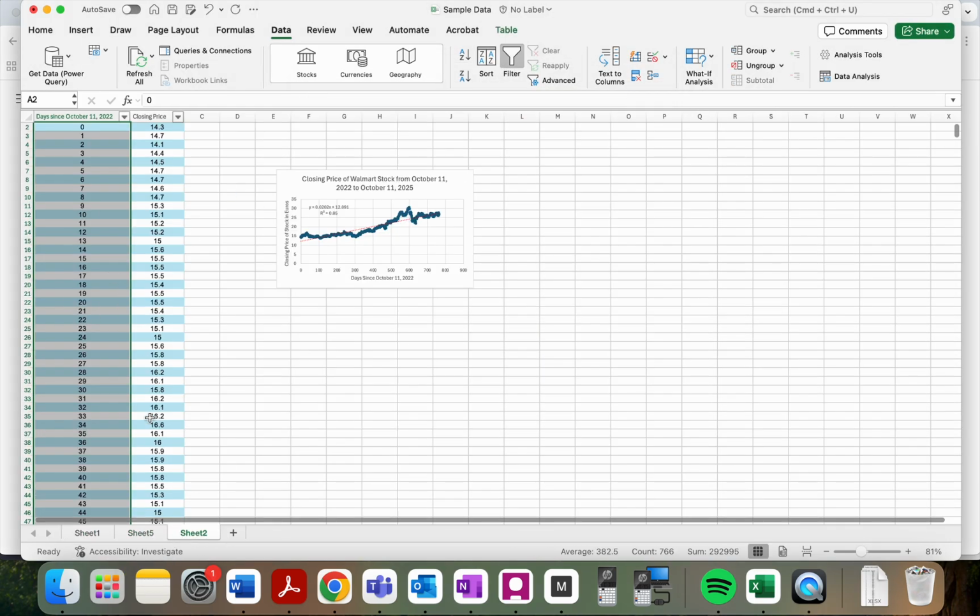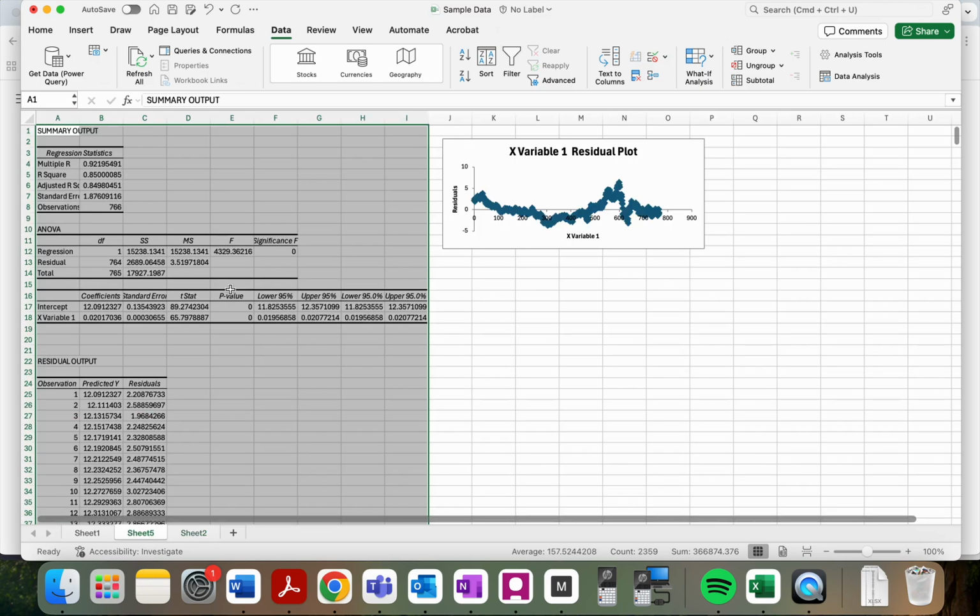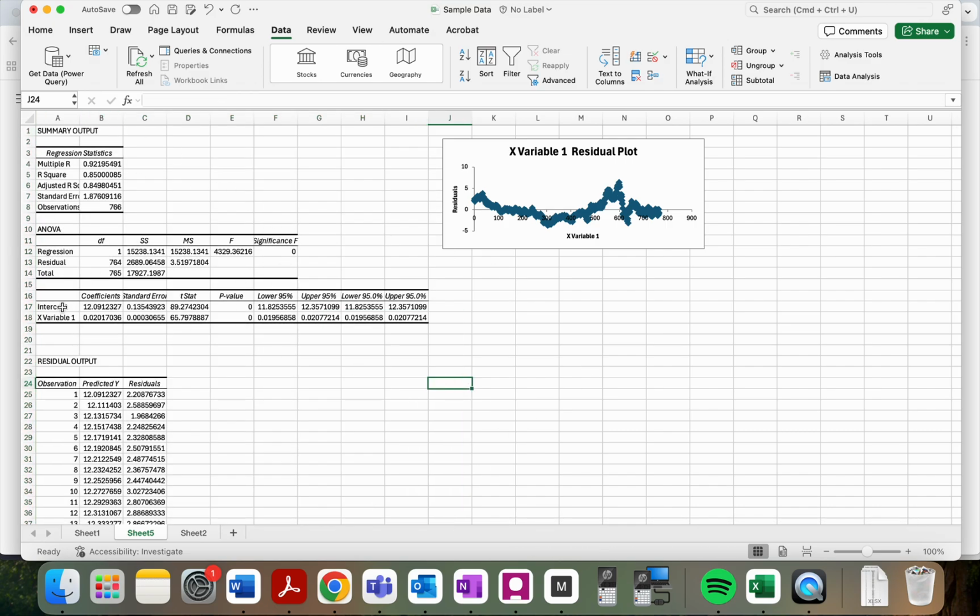My data was over here in sheet 2. When I clicked OK, it made this new sheet 5, just because I've made that many already. But it puts all the data over here. And so it calculates lots of data. Lots of these are not necessarily things that we're going to be dealing with. Things that maybe you would learn later.